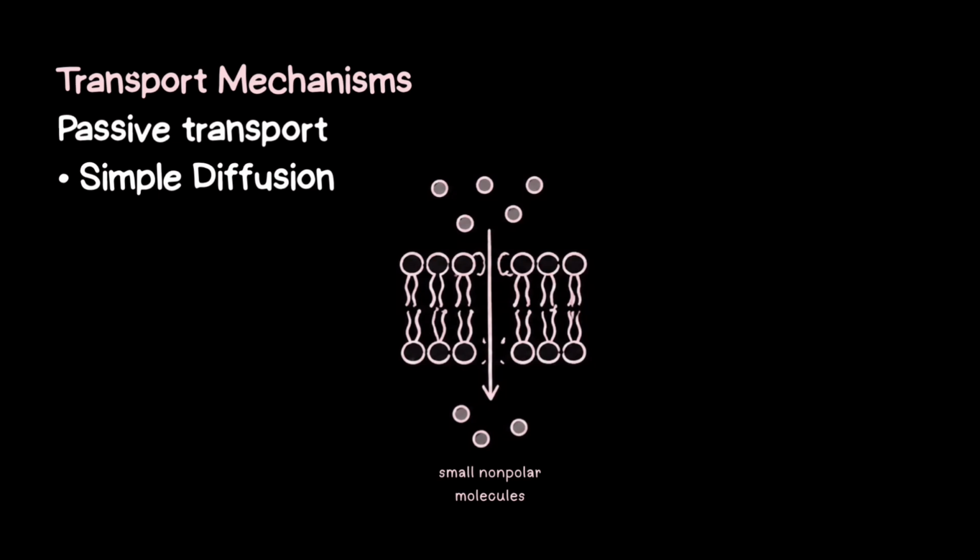Simple diffusion is when small molecules move from a crowded area to a less crowded area without using energy, like the smell of perfume spreading across the room. It moves from where there's a lot of perfume smell to where there's less.